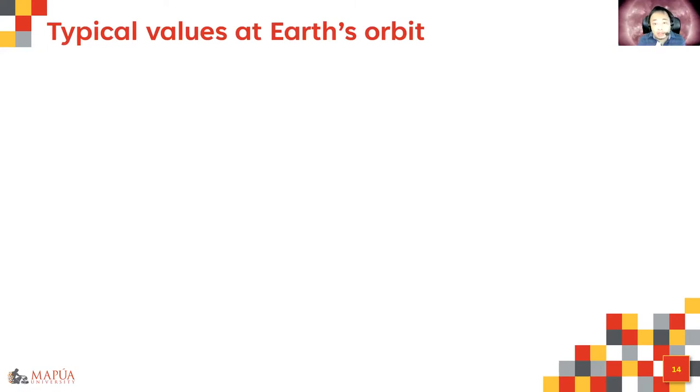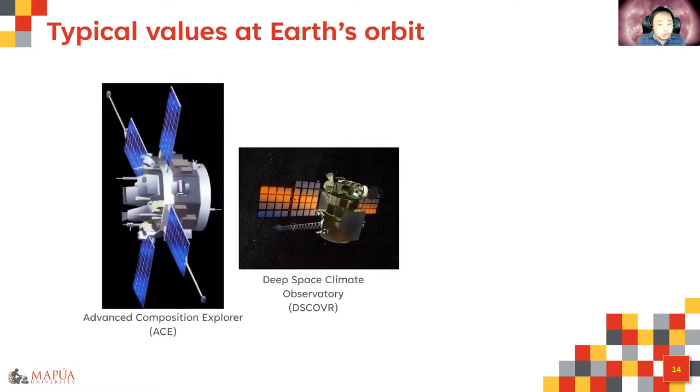of solar wind at the Earth's orbit. We usually measure solar wind parameters at the Earth's orbit, and we mainly use two satellites: the Advanced Composition Explorer, or ACE, and the Deep Space Climate Observatory, DSCOVR. This is a newer one, a follow-on mission to ACE, but ACE is still performing well. DSCOVR provides a complementary data set for the Advanced Composition Explorer.